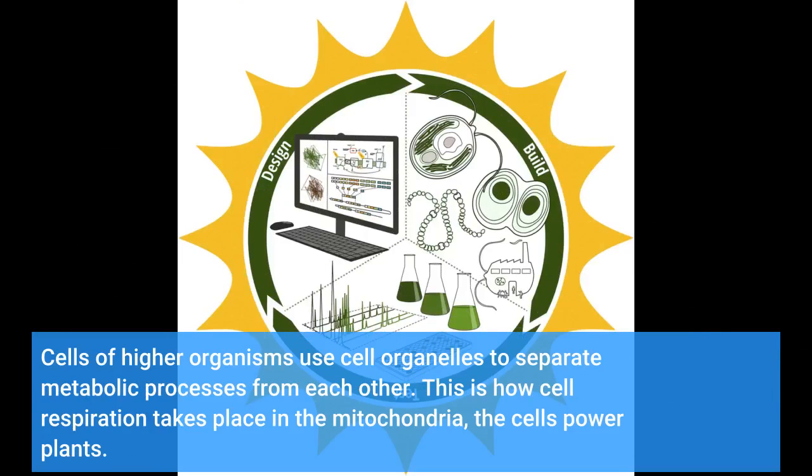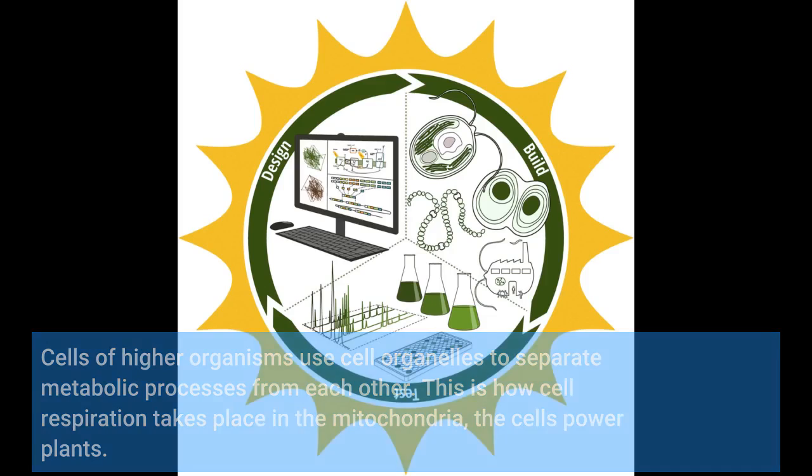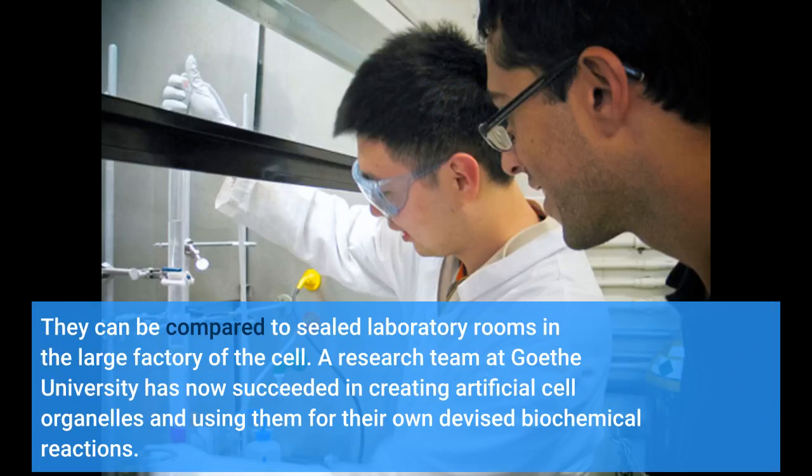Cells of higher organisms use cell organelles to separate metabolic processes from each other. This is how cell respiration takes place in the mitochondria, the cell's power plants. They can be compared to sealed laboratory rooms in the large factory of the cell.